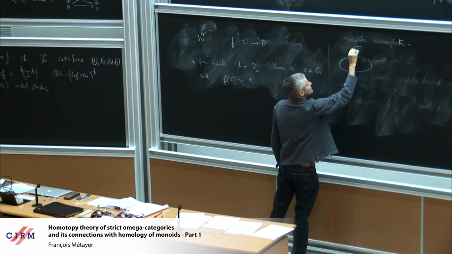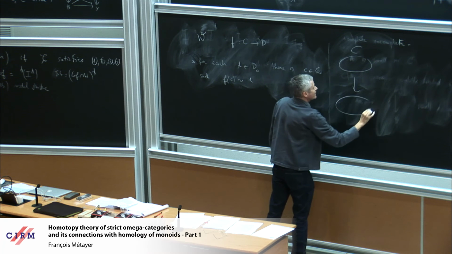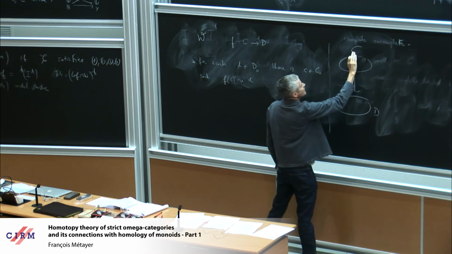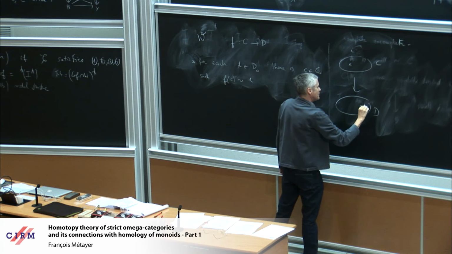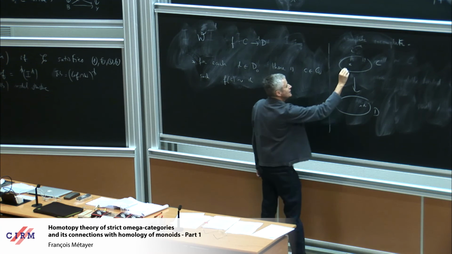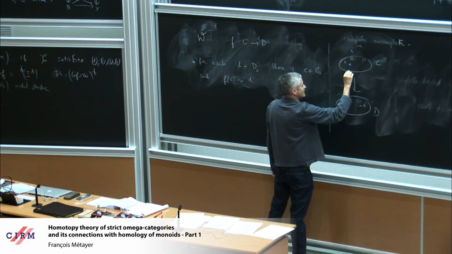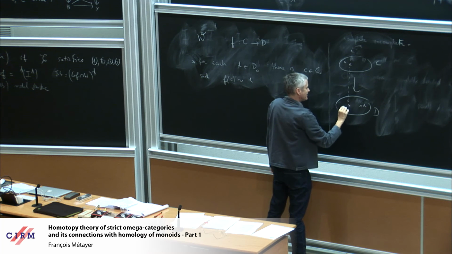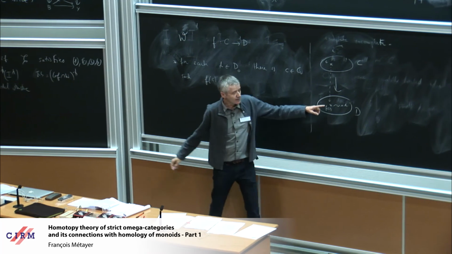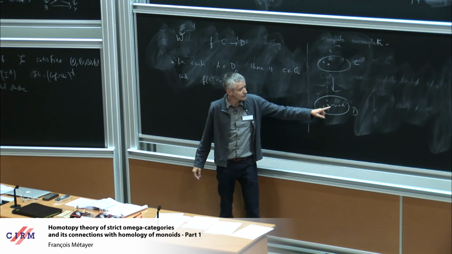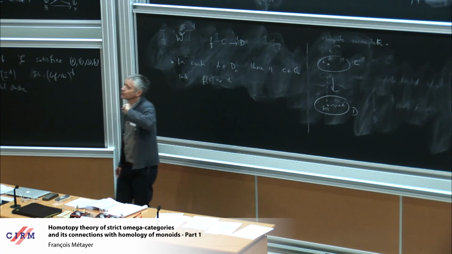Okay. C, D here. If you pick a D here, then there's a reversible cell from FC to D.